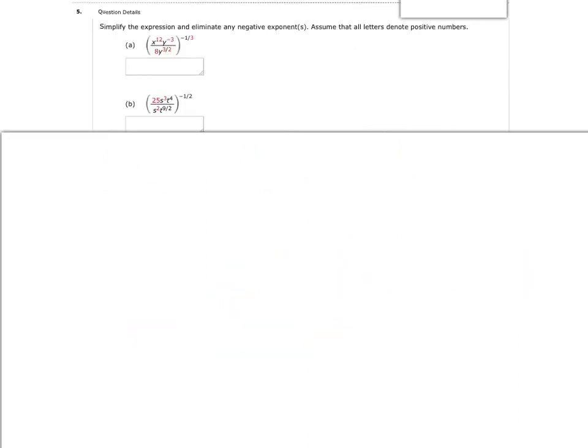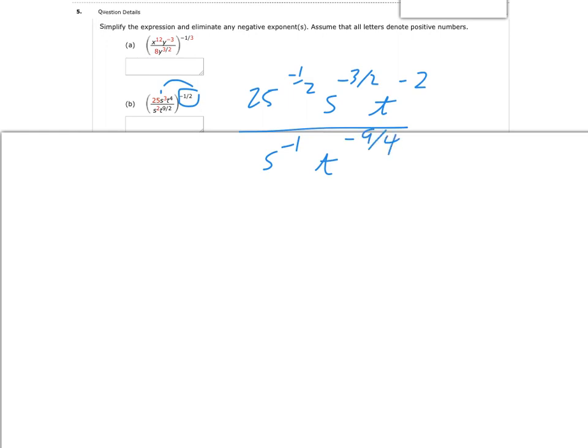All right, for this one, I'll go ahead and do the bottom one here. You guys do the top one. Once again, this negative 1/2 is going to multiply by all the exponents inside. Just remind yourself that that number has an exponent of 1. So it's going to be 25 to the negative 1/2, s to the negative 3 over 2, t to the negative 4 over 2, so that's just negative 2. And then on the bottom, we have s to the negative 1, and then t to the negative 9 over 4. So you just multiply all of those by negative 1/2.